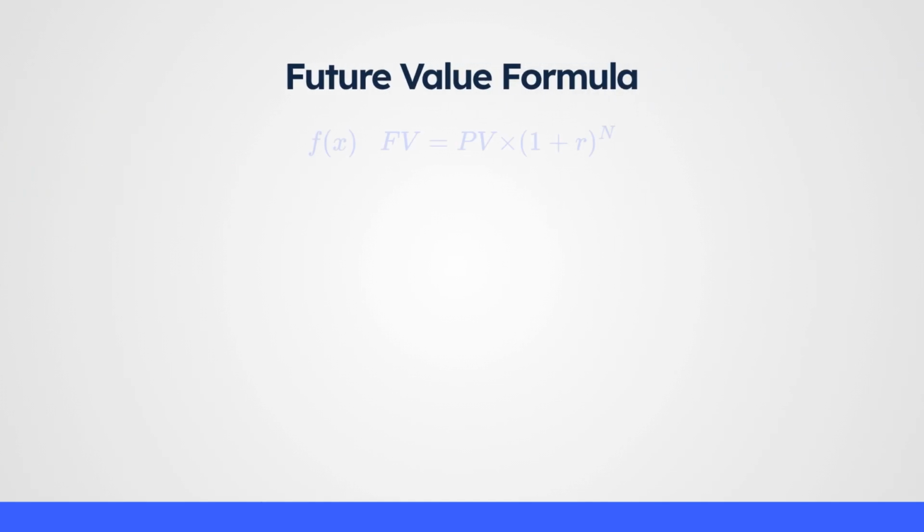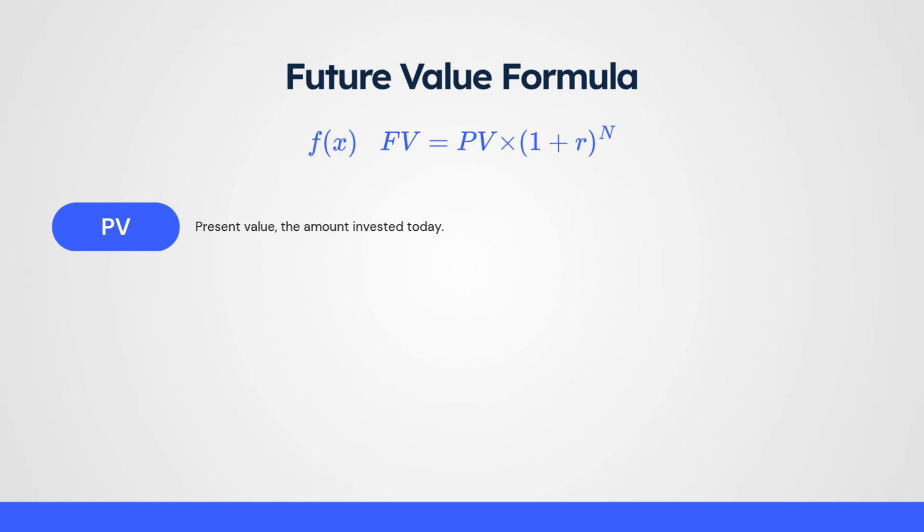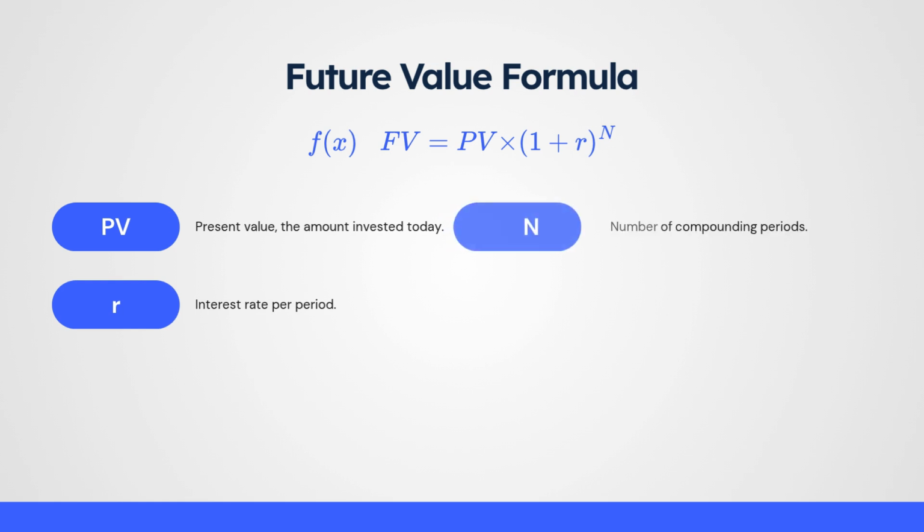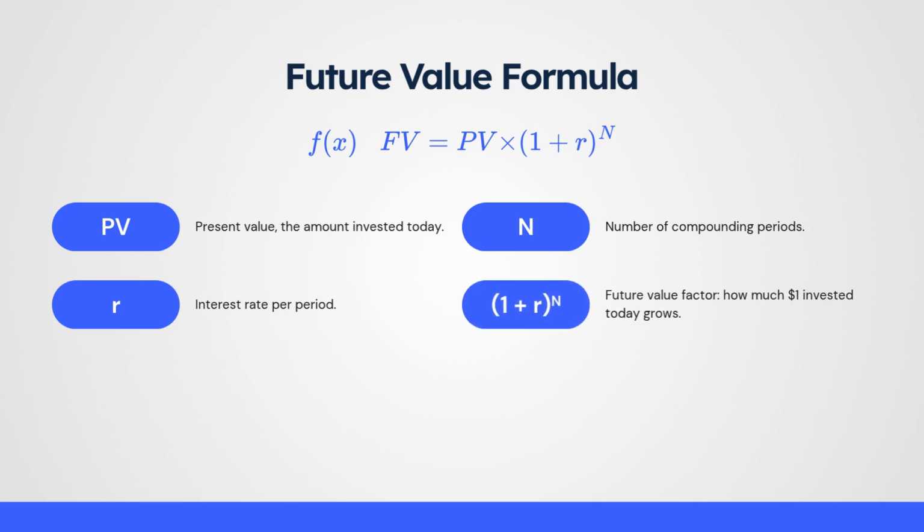Here's that formula in full. Future value equals present value times 1 plus r, all raised to the power n. Let's name the parts. PV is the present value, the amount you invest today. R is the interest rate per period. N is the number of compounding periods. And the whole term, 1 plus r to the n, is the future value factor. It tells you how much a single dollar invested today grows to.